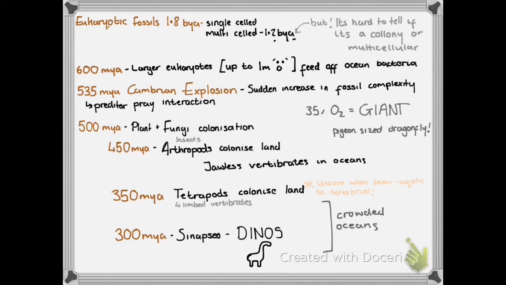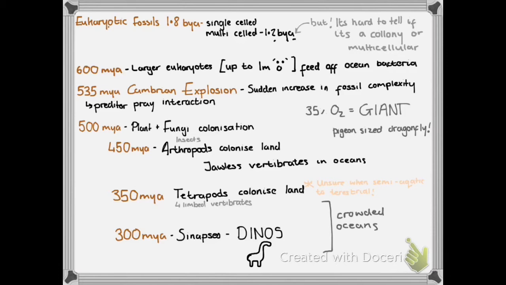Then something called the Cambrian Explosion happened. This was 535 million years ago, and it's when we see a sudden increase in the complexity of fossils, and you see some evidence of predator-prey interaction, so you see claws and shells. An example of one of these that you may have come across before is the trilobite, which is the weird shell beetle thingamabob. Then we see gradual colonization of land by fungi and plants around 500 million years ago.